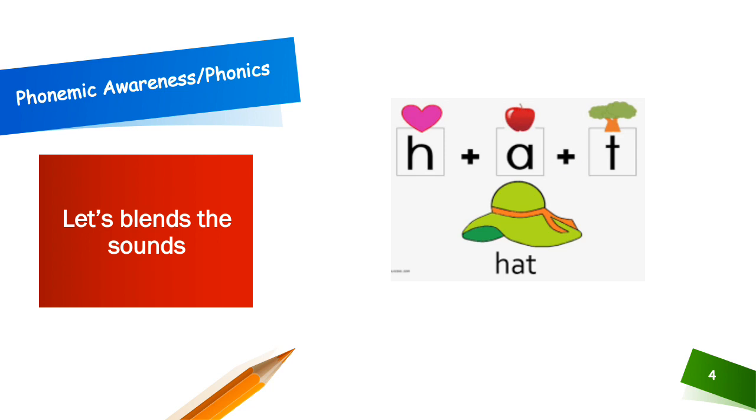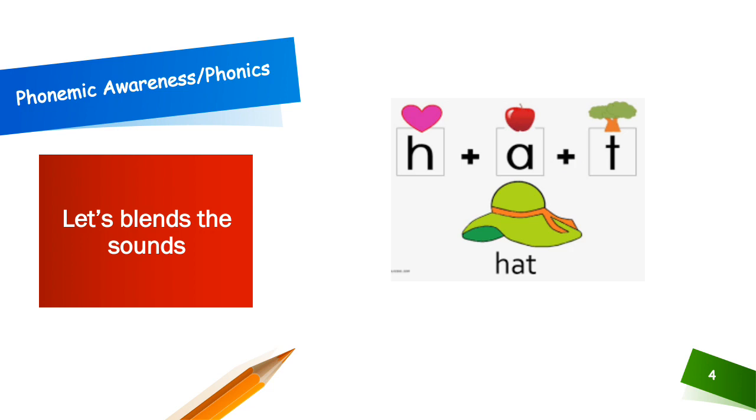Now we're going to work on blending sounds together. Let's take a look at this picture. The first sound is h. The second sound is a. And the third is t. Can you say them with me? H, a, t. Put them all together. Hat. Let's do it again. Hat. Good.